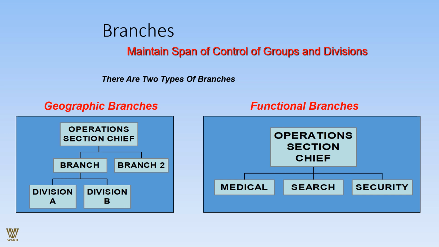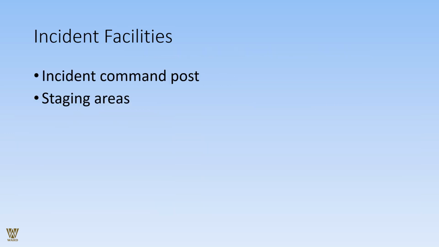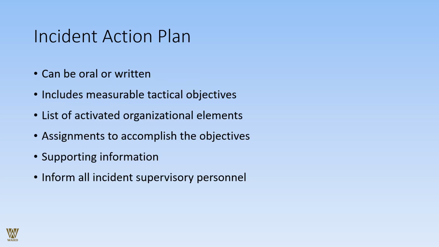So geographical branches, let's say branch one, branch two, are divisions that come around it. Functional branches are medical, search and security, as the case might be. So there are two types of branches that I'm trying to establish for my audience with respect to span of control, grouping, and division, maybe geographical, maybe functional. Incident facilities are the command posts and the staging areas, as and when required.